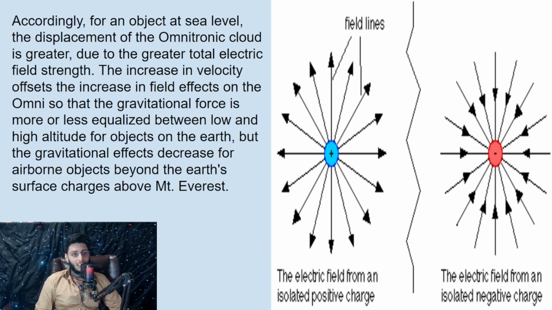Accordingly, for an object at sea level, the displacement of an omnitronic cloud is greater due to the greater total electric field strength. The increase in velocity offsets the increase in field effects on the Omni, so the gravitational force is more or less equalized between low and high altitude for objects on the Earth, but gravitational effects decrease for airborne objects beyond Earth's surface charges above Mount Everest.